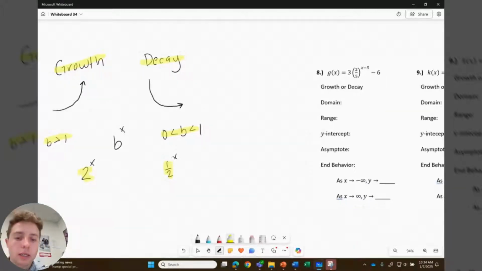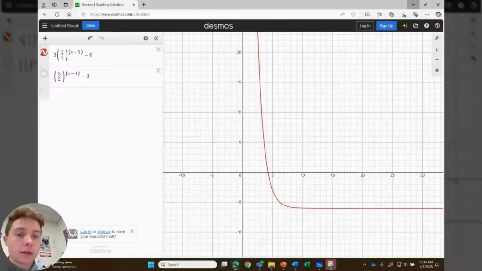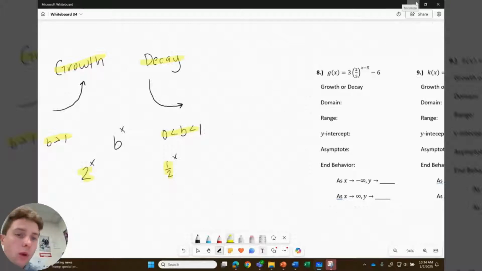What we notice on this first graph that we had here is our function is decreasing. It's going down from left to right. So that tells me it's decay right away. But the other way I could figure that out is by looking at the base of the exponent, the 2/5. 2 over 5 is less than 1. It is decay.